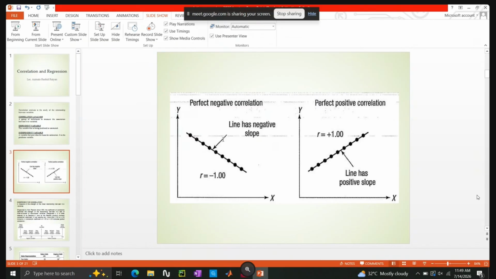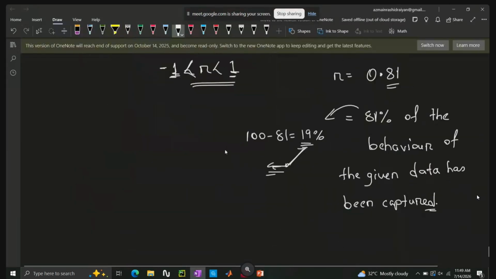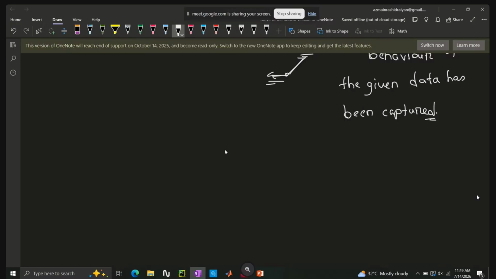So here we have two examples. Let's say this is also a straight line and this one is also a straight line. One has a negative slope and another one has a positive slope. And one of them has a positive correlation and another one has a negative correlation. So what does it mean by a positive and a negative correlation? Positive correlation means, in one word, correlation is basically the impact of the independent variable on the dependent variable.